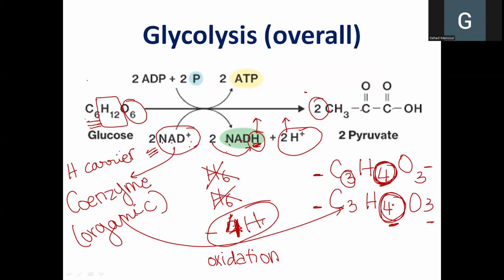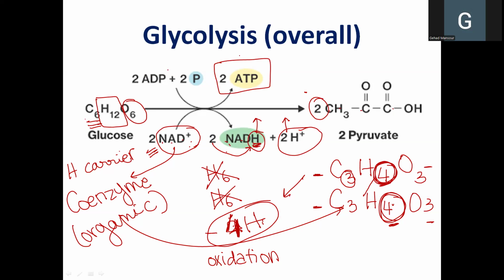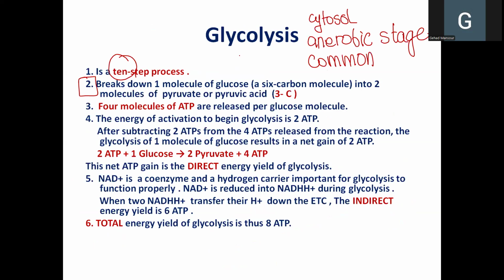Energy, of course, is released because when the 4 hydrogen atoms have been separated from the carbon skeleton of glucose, energy was released, and this energy was enough to be stored into ATP molecules. So every molecule of glucose will give rise overall to 2 ATP molecules. But here in number 3, we tell you that 4 molecules of ATP are released per glucose molecule and not 2. Yes, this is very correct.